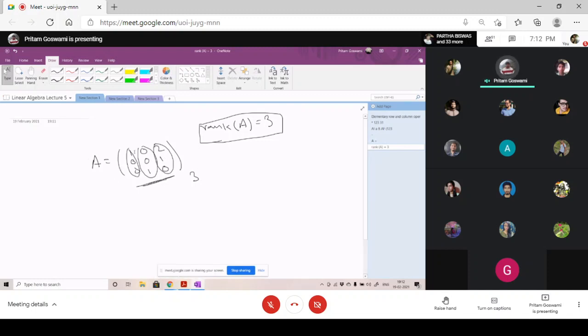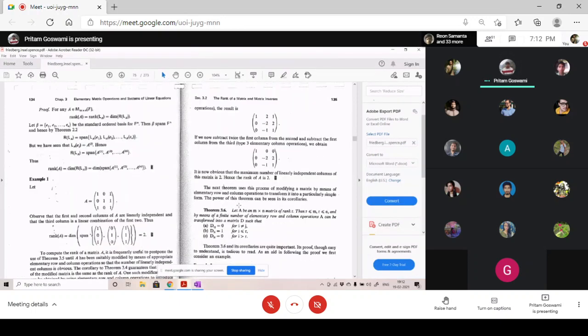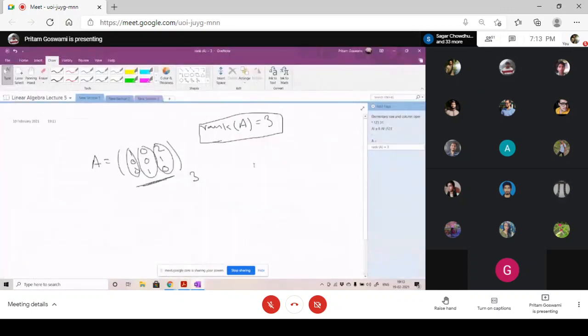Is it clear that these 3 column vectors are linearly independent? Yes, sir. So the rank of A is 3. I'm not going through the proof. So the third column is linearly dependent. How? 2 minus 2 times 1 plus 0 times 0.